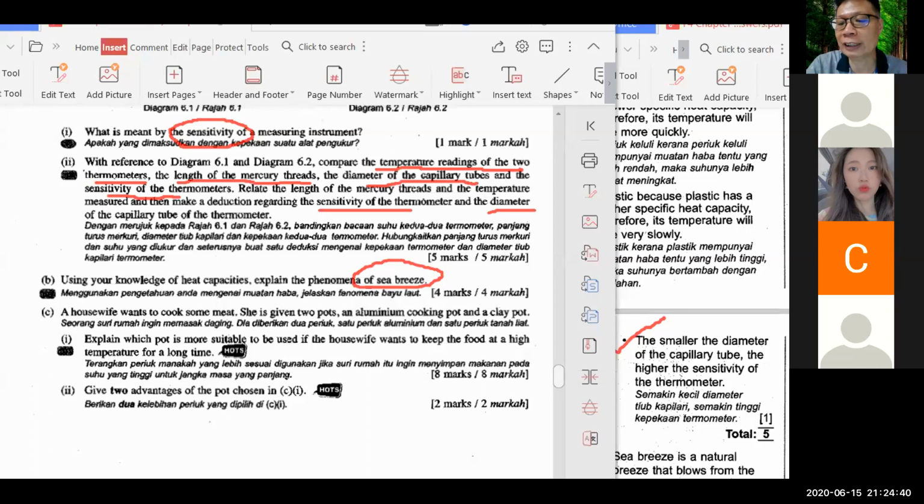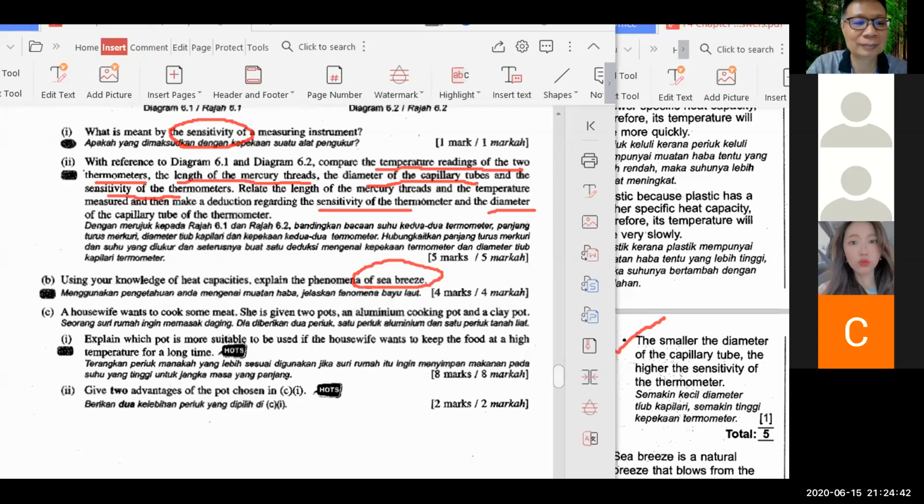Ong Chao Xiang, are you there? Yes, sir. Ong Chao Xiang, you try. Just try to say how the sea breeze happens. Just try your best. Don't worry, just try only. How does the sea breeze happen?